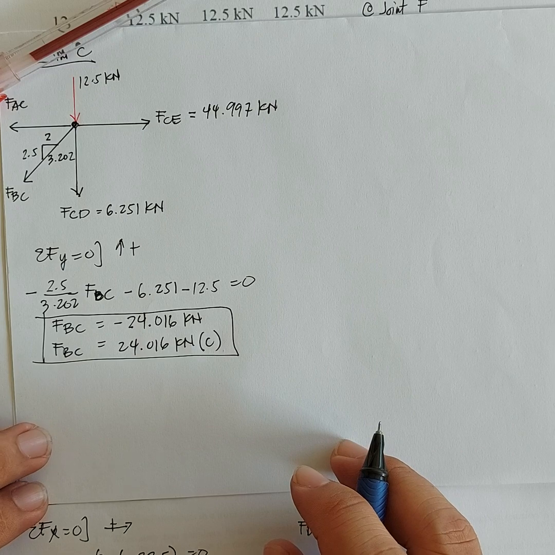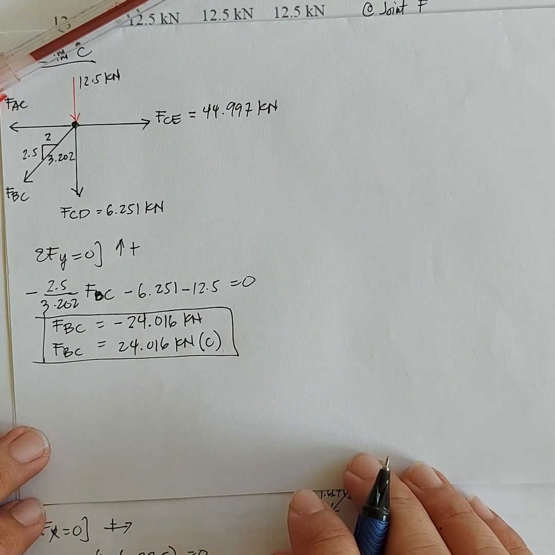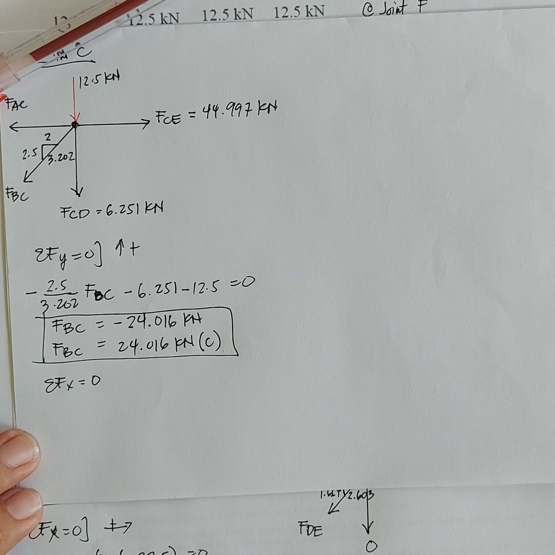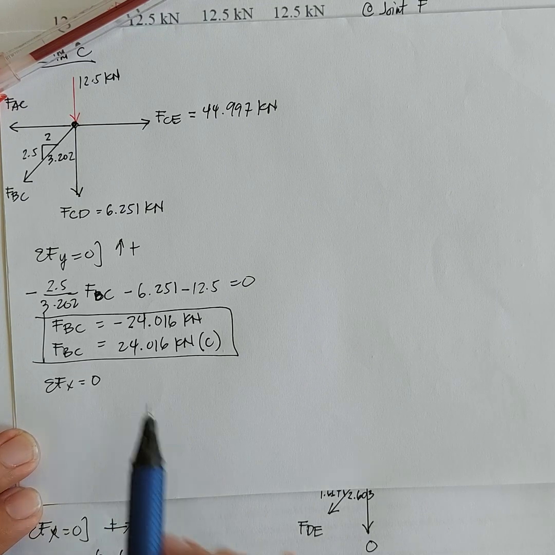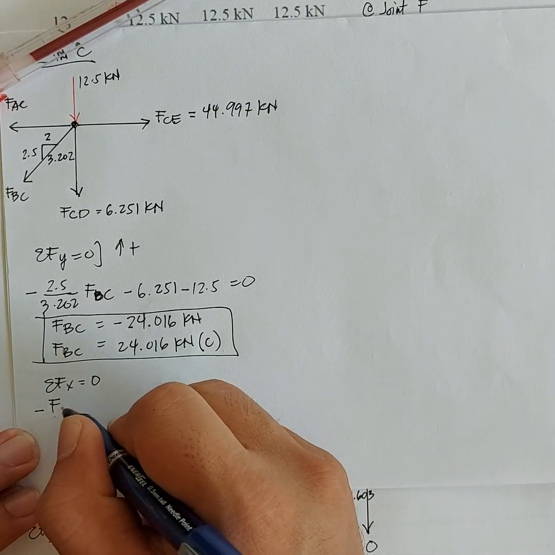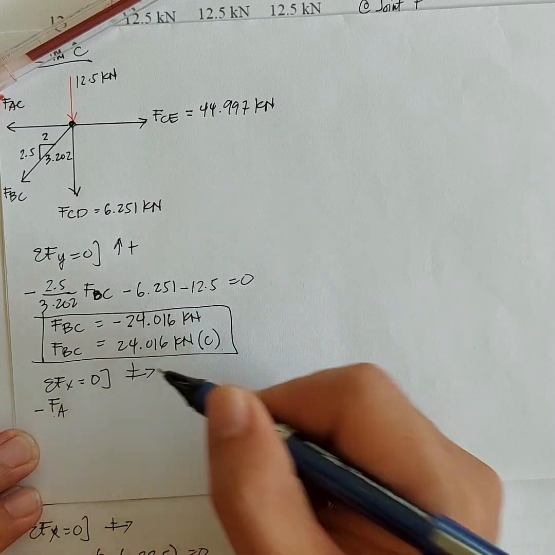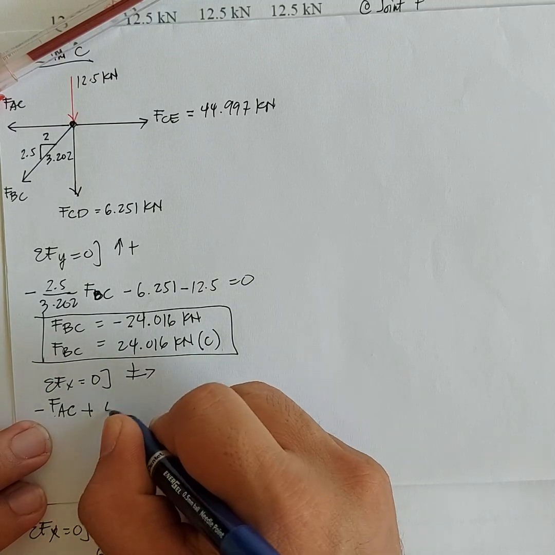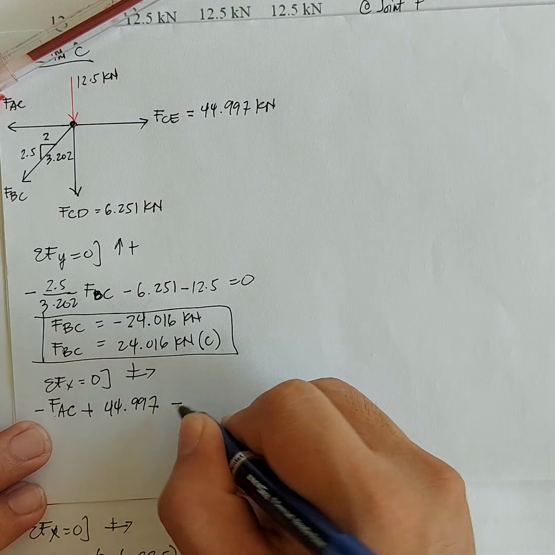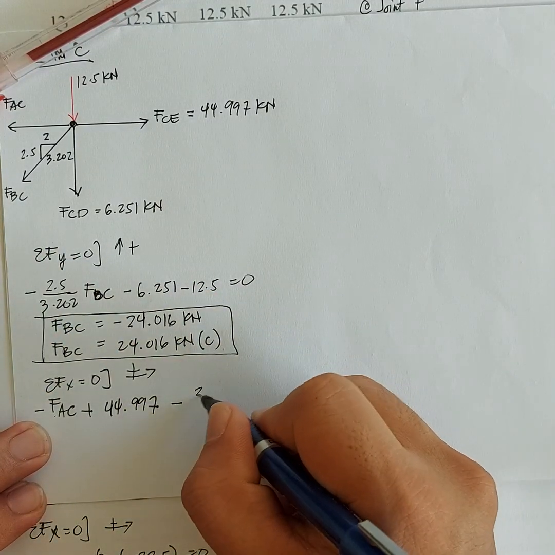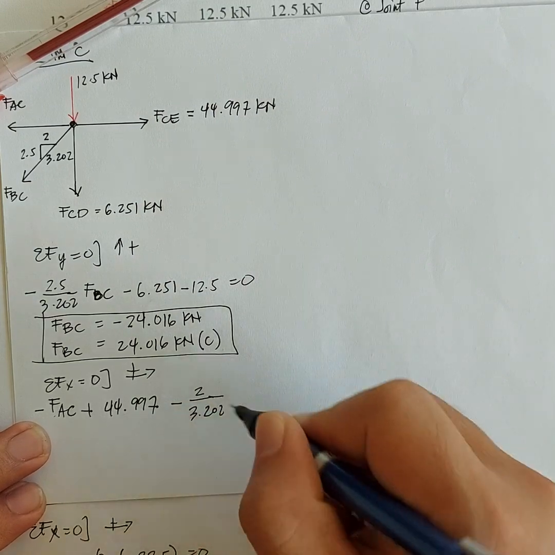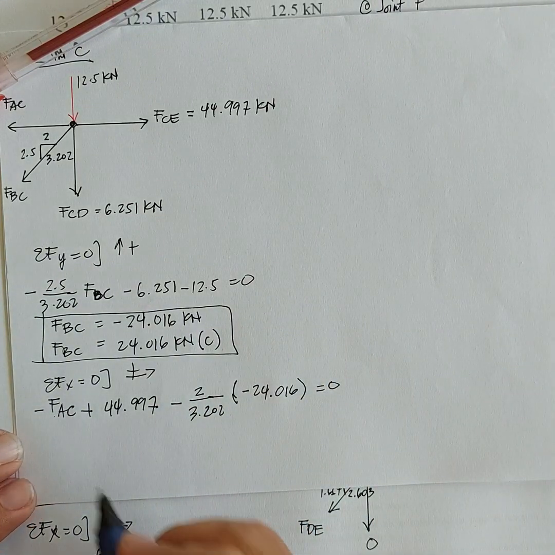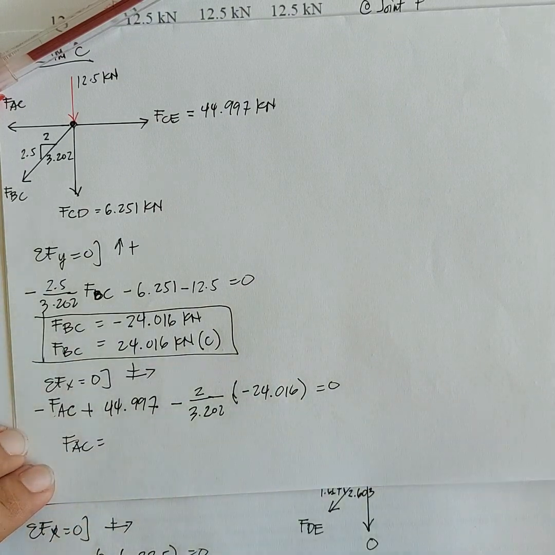And then we summate forces along the horizontal axis equals 0. Okay, ano yung mga horizontal forces? We have FAC na directed to the left, so minus. So again, forces to the right, positive. Okay, so negative FAC, plus FCE na 44.997, minus yung FBC natin, horizontal component, that is 2 over 3.202 times FBC, which is negative 24.016 kilonewtons equals 0.